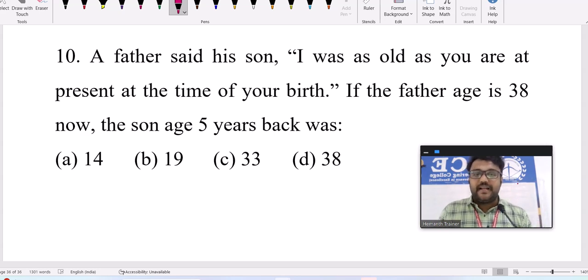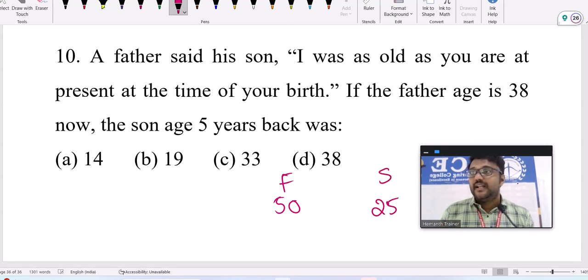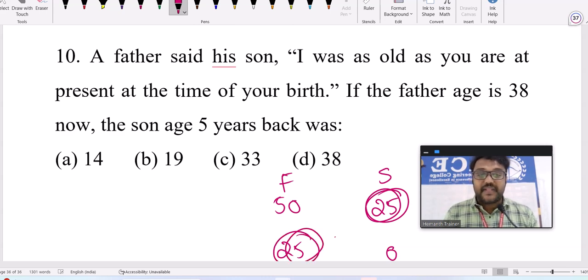Let us take one example. If father is 50, son is 25. Father's age 50, son's age is 25. At the time of son's birth, son's age will be 0. What is father's age? 25. Right. Now, son's present age is equal to father's age at the time of son's birth. Both are equal. That will happen only when father's age is equal to twice the son's age.